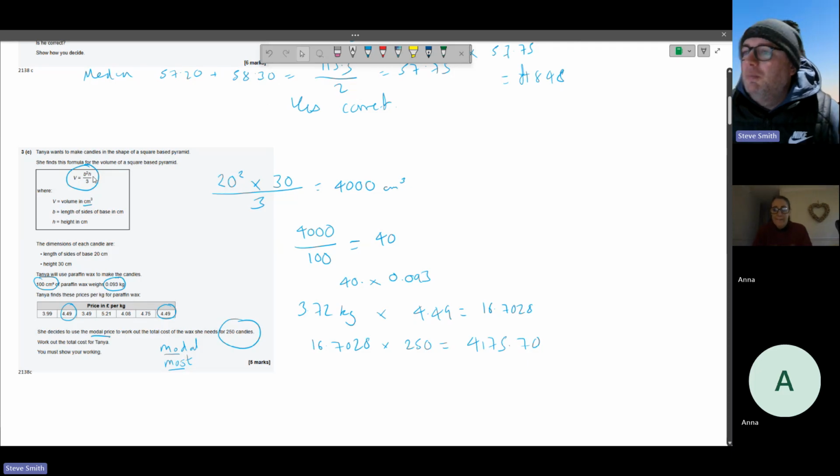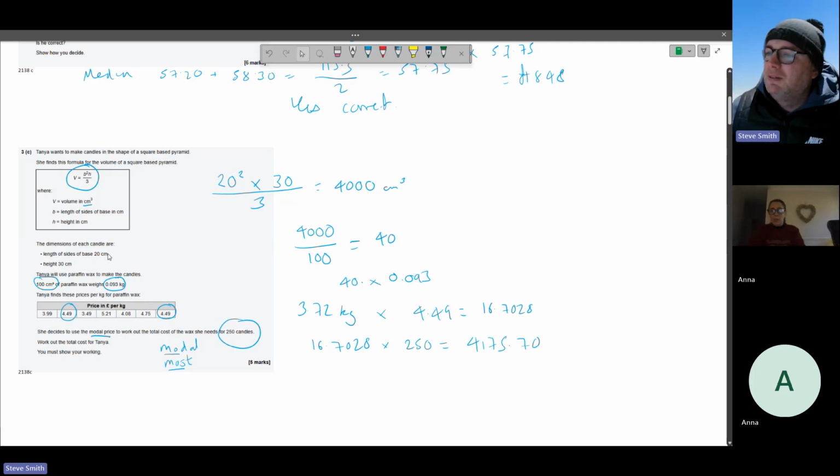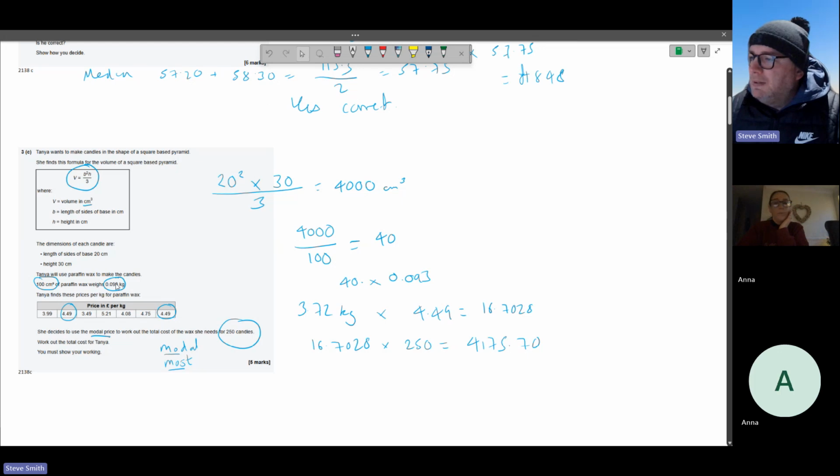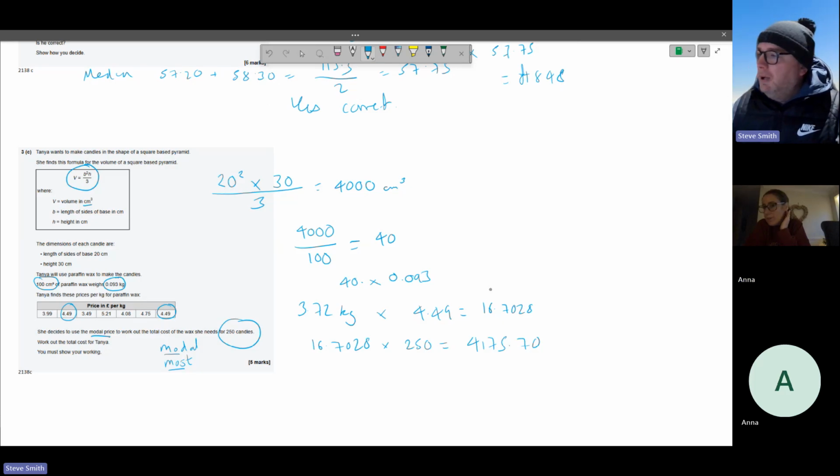Okay, let's just double check we've got everything right here. Right, we've got base squared. Yeah, we did that. Times by the height, yeah, we did that. Times by 3. So we've definitely got that right. And we know that each 100 equals 0.9. So we did that. We divided by 100, that's 40, and we times that by 40 to get the weight of one candle. Then we times the weight by the price, and then we times the price by 250. Okay, it just seems so much for candles.